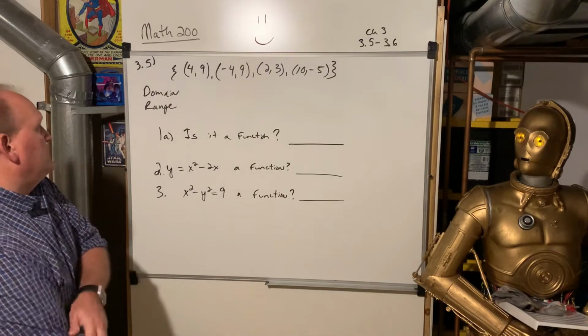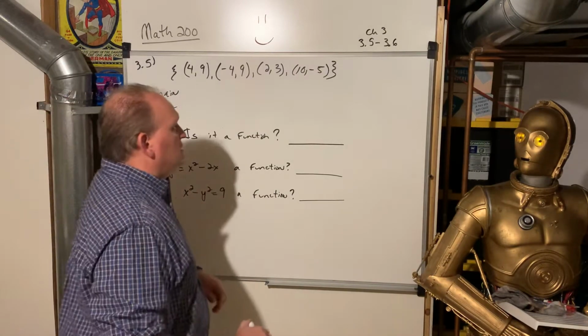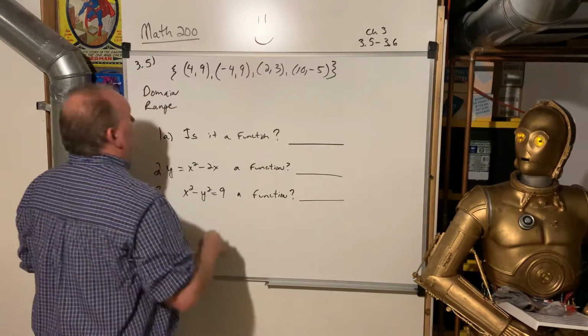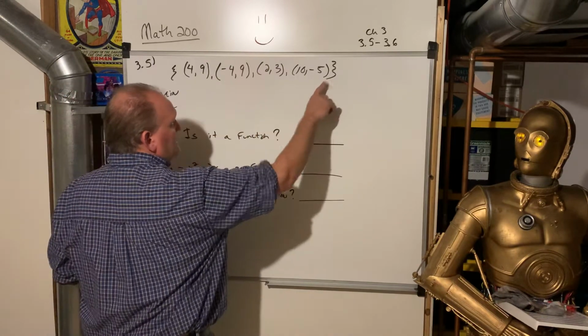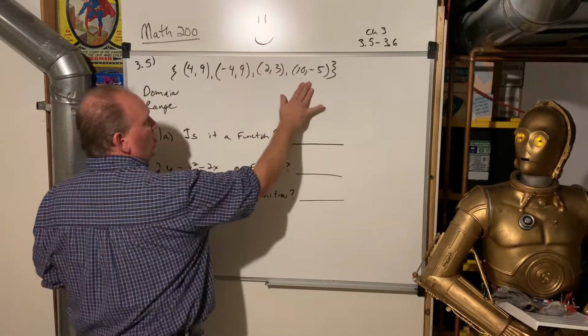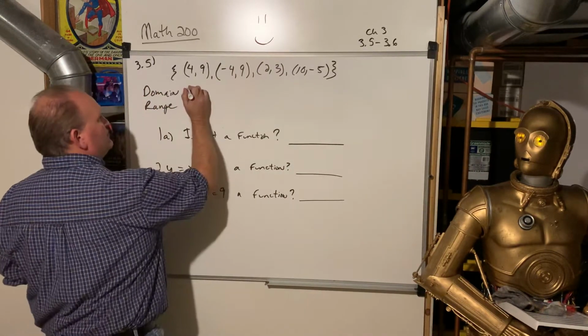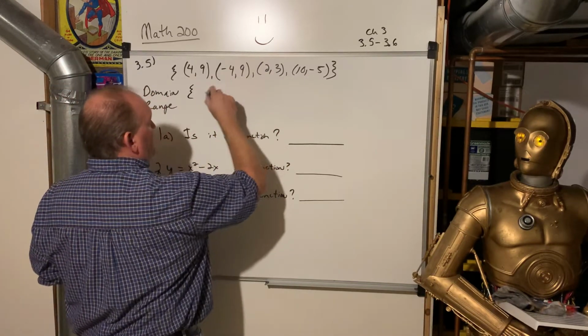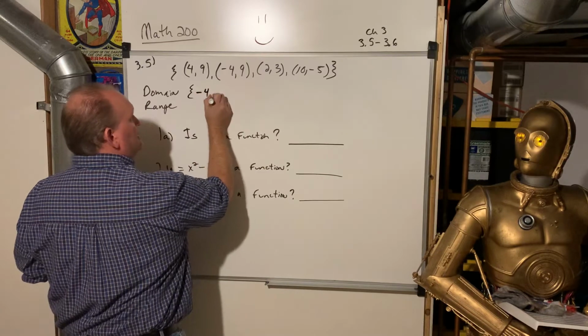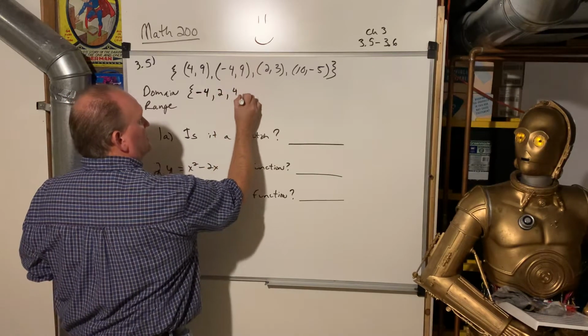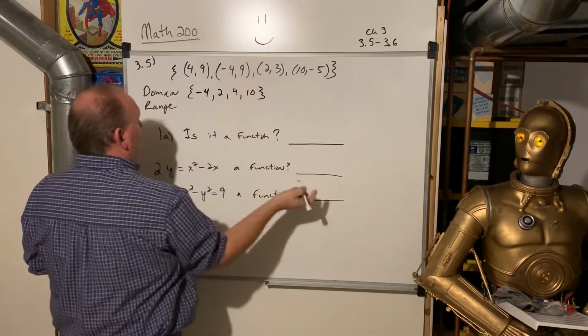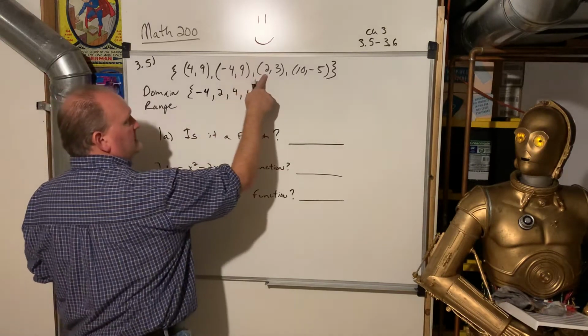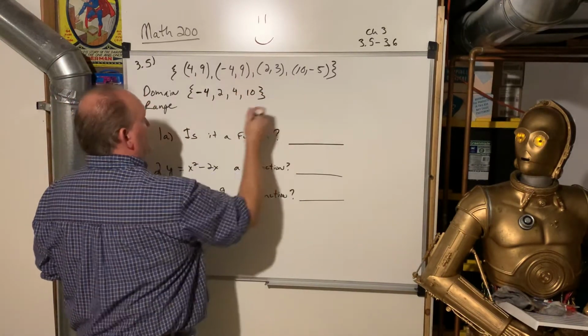So functions. What makes a function a function? First, let's talk about domains. A domain is a list of the x values. So when you just have points given like this, the domain is pretty easy to find. It's just a list of the x values. So we'll go smallest to largest. And that's it: -4, +2, +4, and +10.